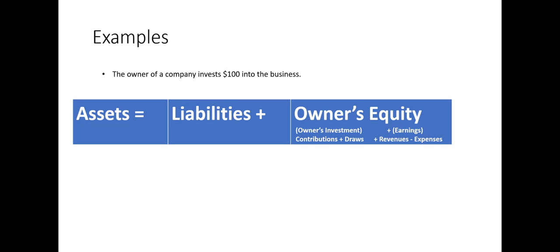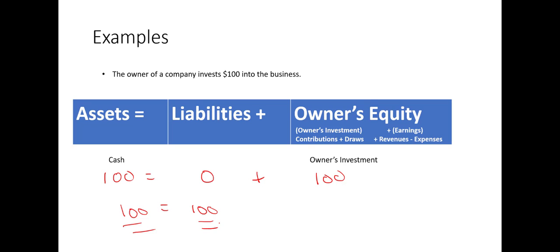Since we're putting money into the business, it's also going to increase our owner's contribution account, which is classified under our owner's equity umbrella. So in this transaction, we're going to be increasing our cash, which is on the left side of the equation, or the left side of the equal sign, by $100. And we're also going to be increasing our owner's equity account, which is on the right side of the equal sign. And since we're increasing our cash by $100, we have no liabilities here, plus $100 of owner's equity. By doing some simple math here, we can see that 100 equals 100. So our accounting equation is essentially balanced.